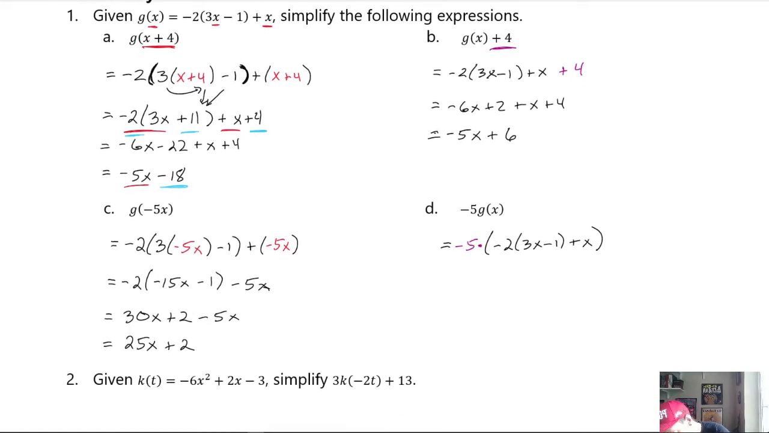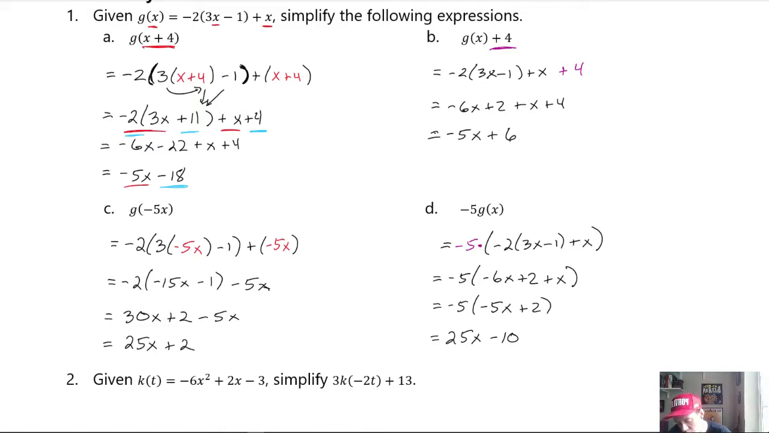We could do this in a couple of different orders. Let's keep the negative 5 on the outside for a second. We'll distribute the negative 2 across 3x minus 1 to get negative 6x plus 2, bring down the plus x, and then close the parentheses on g of x. We'll then bring down the negative 5 again and combine like terms inside to get negative 5x plus 2. And then I'll distribute the negative 5 across to get 25x minus 10.